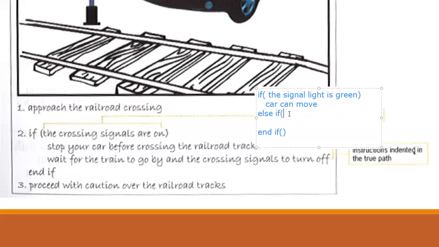Else if the signal is yellow. Yellow means ready. So what do you mean by ready? We have to wait, right? Ready to go. So we can start the engine. Ready to move, because we have to deal with the computer. So the car can be ready to move.